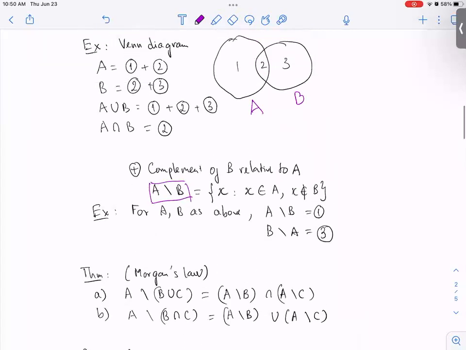For example, for the sets A and B as illustrated by this Venn diagram, the complement of A relative to B is part 1, and the complement of B relative to A is part 3. It is a set that contains part 3 here.